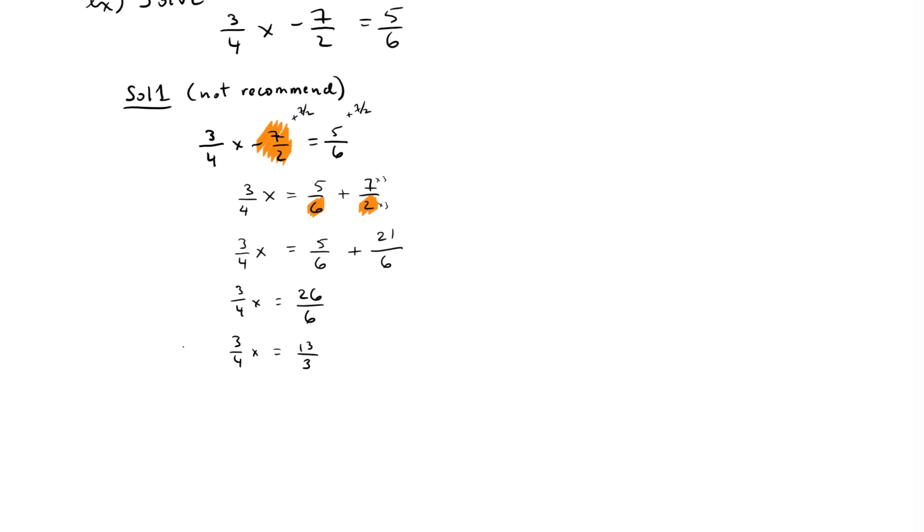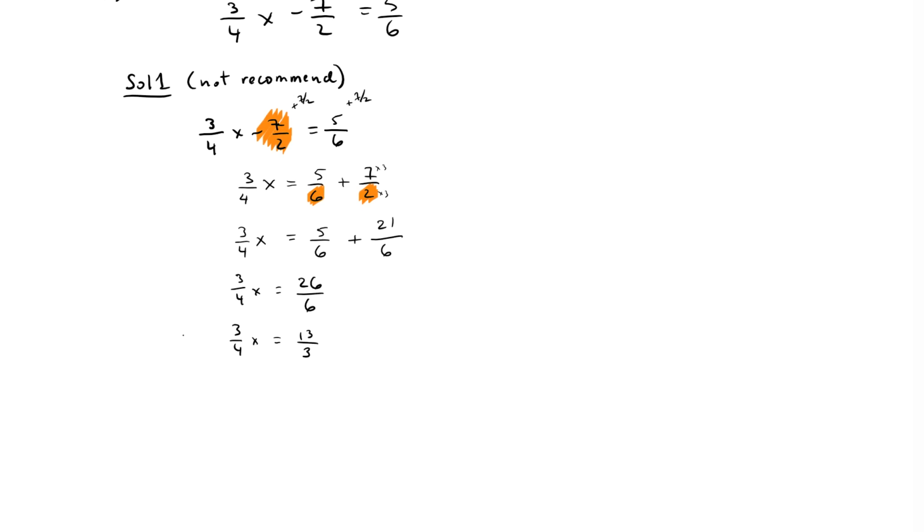Okay, so I've got 3/4 of x is 13 over 3. I've reduced my fraction on the right hand side. Now I'm going to get rid of the 3/4. So what do I do to get rid of 3/4? You multiply by the reciprocal, 4/3. So that means x is going to be 4/3 times 13/3. So that's 4 times 13, 52 over 3 times 3, 9. And that's our final answer.